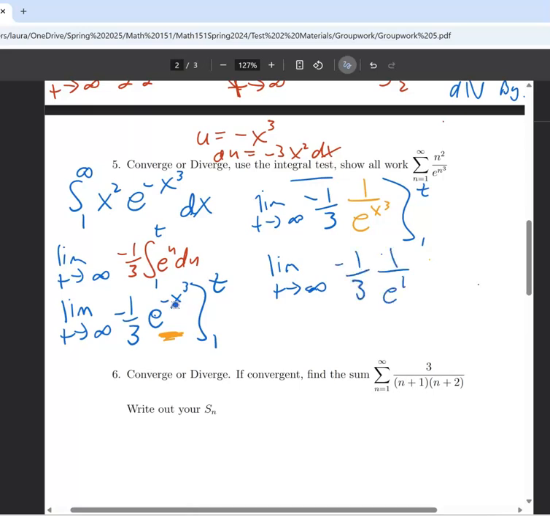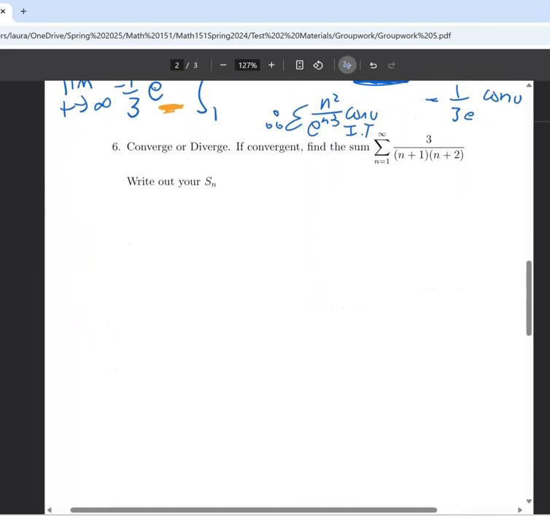So I get 1 over e to the t cubed, subtract a negative, 1 over 3, and then I just get an e. Now put the infinity in for the t. This whole term goes to 0, so I get 1 over 3e. So that means this integral converges, and so therefore this converges by the integral test.